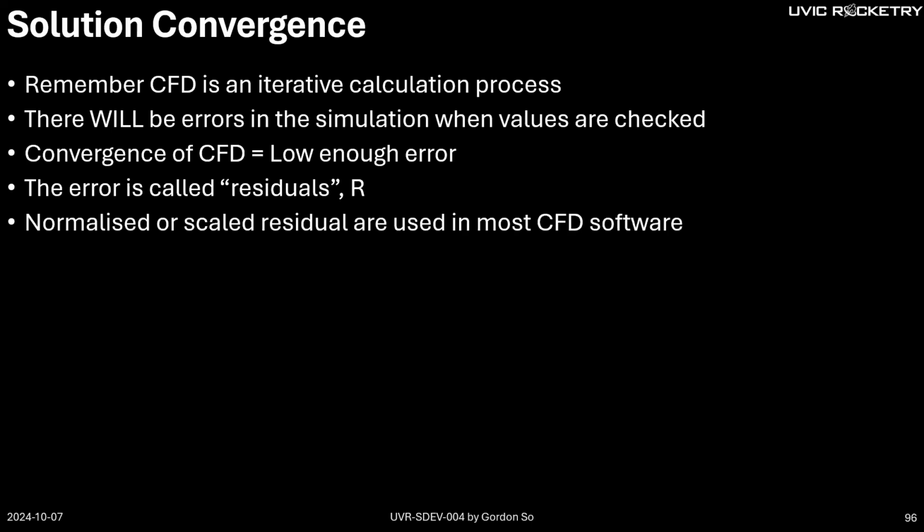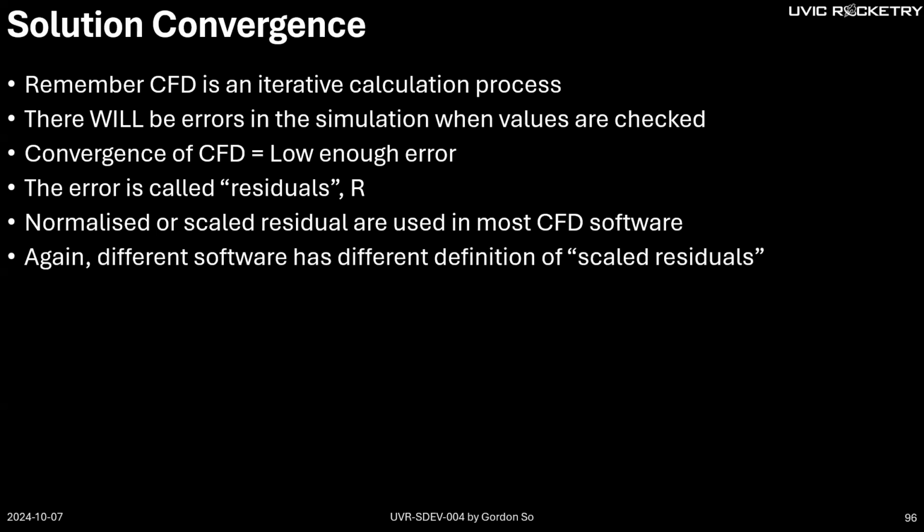Usually, each software would use a normalized or scaled residual because, as you can imagine, a 0.1 degree error in a large number may not be too important. However, maybe you're dealing with something really cold, where 0.1 can actually result in a 5% change. So that's something more representative. And again, all software have their own definition, so make sure you know what they mean in your specific software.